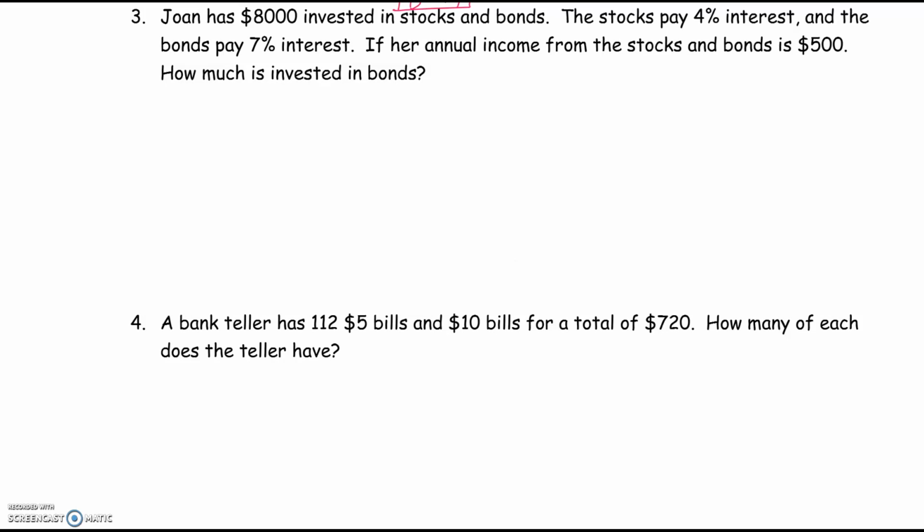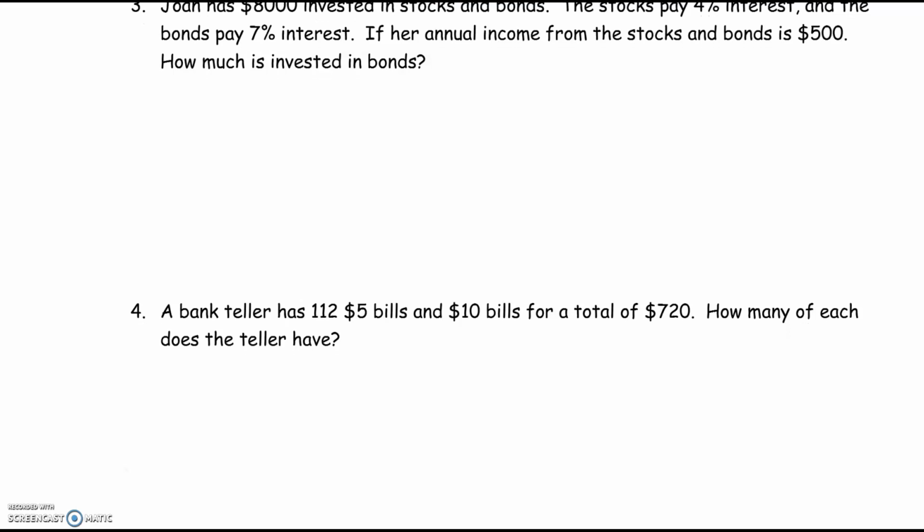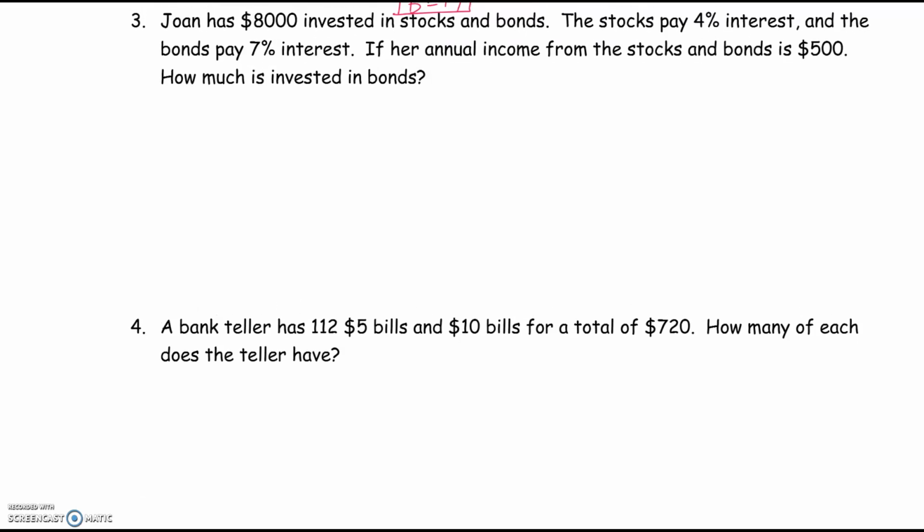Number 3, Joan has $8,000 invested in stocks and bonds. The stocks pay 4% interest and the bonds pay 7% interest. If her annual income from stocks and bonds is $500, how much is invested in bonds? Okay, so I'm going to use S to equal her stocks, and I'm going to use B to equal her bonds. So we know she has $8,000 invested. So her stocks plus her bonds equals $8,000.